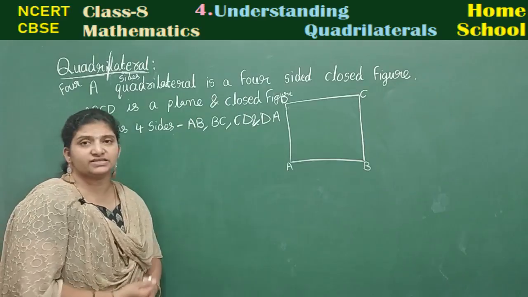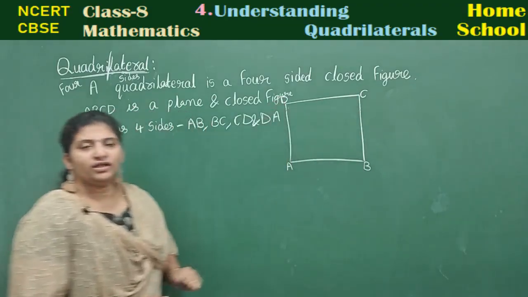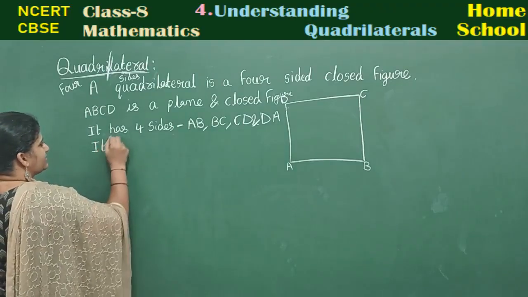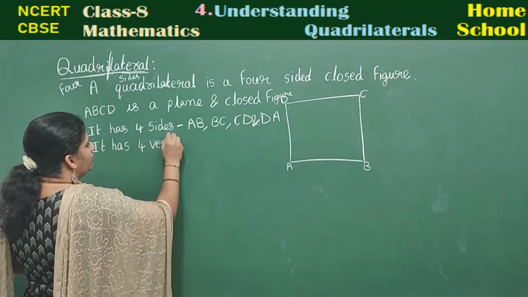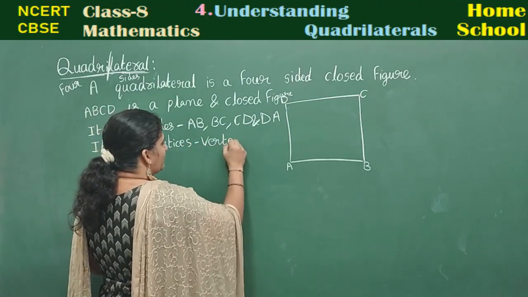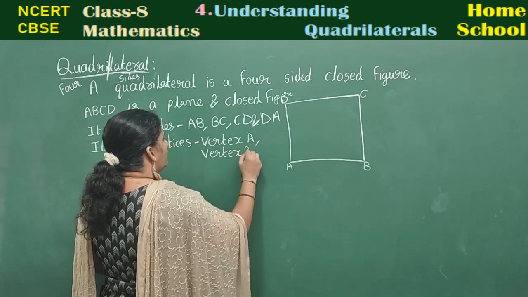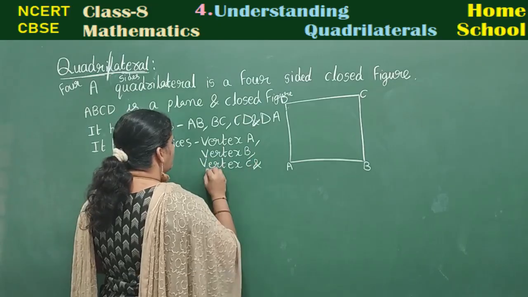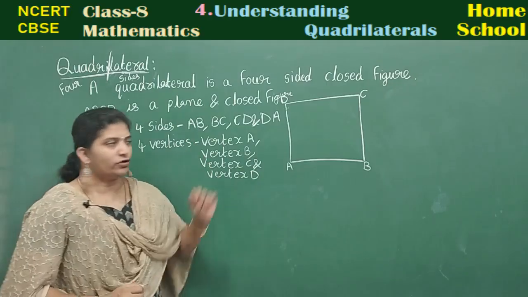Then coming to vertices. How many vertices will it have? 1, 2, 3, 4. There are 4 vertices in the given quadrilateral. It means ABCD has 4 vertices. That is vertex A, vertex B, vertex C and vertex D. 4 sides, 4 vertices completed.